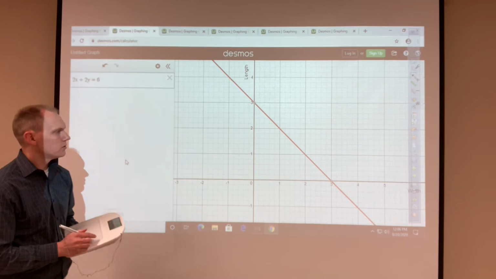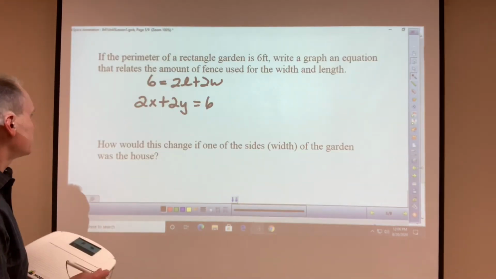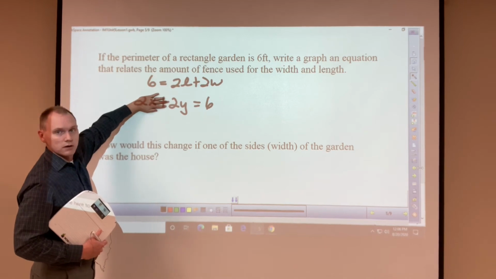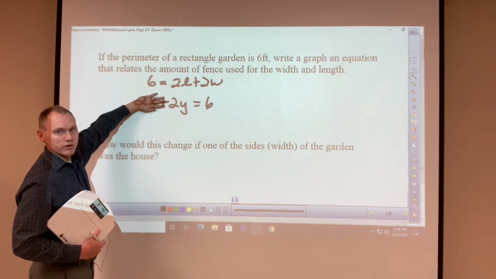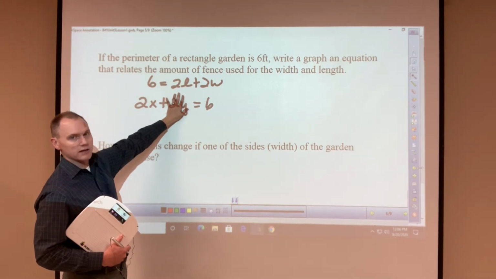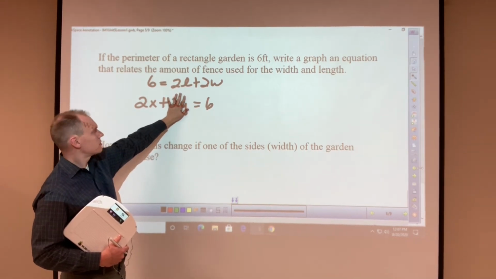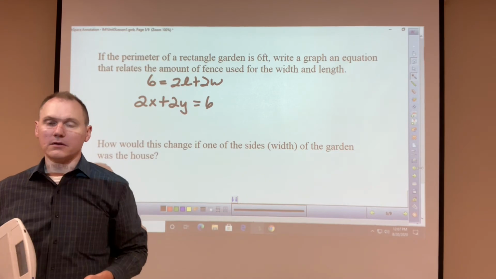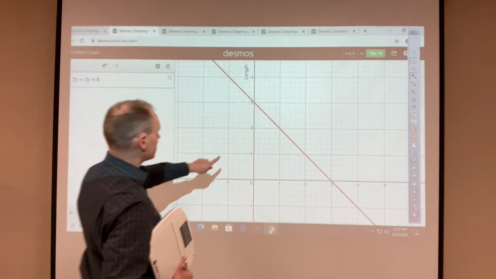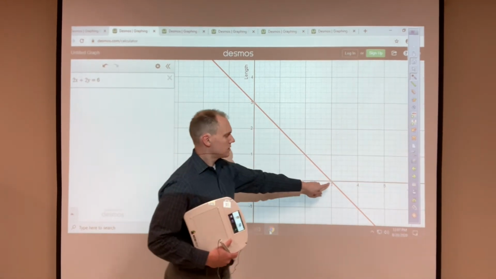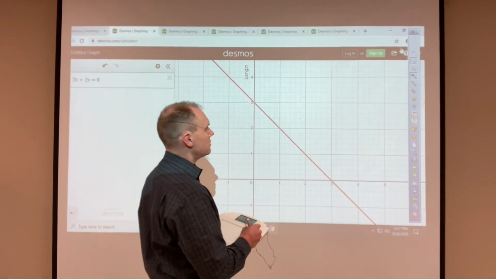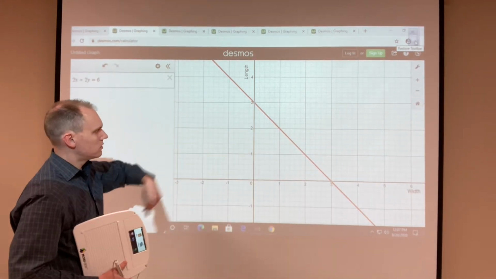All right, so let's see if we can figure out what's going on with these. Okay, so what is our y-intercept? 6 divided by 2 is 3, right? All right, what is our x-intercept? Again, 6 divided by 2 is 3. So they're both 3. And as you see in the graph here, they are, right? (0, 3), (3, 0). Draw the line down, and this relates the width to the length.